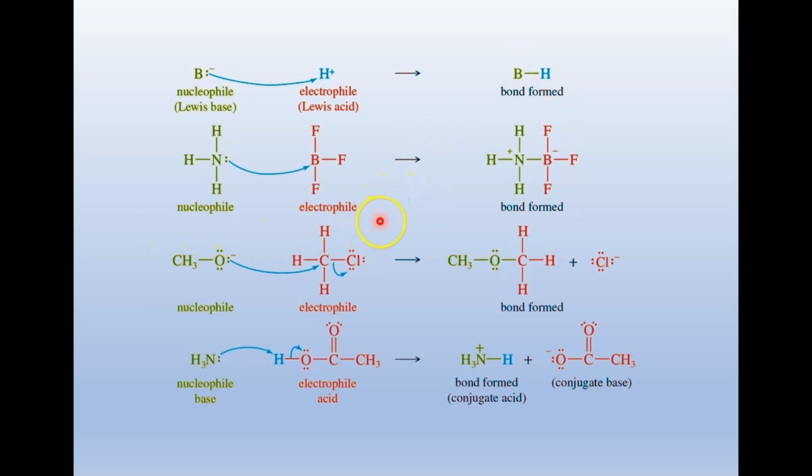Here's the favorite example in the general chemistry books for a Lewis acid-base reaction. And boron is always an interesting thing because it doesn't obey the octet rule. It's an exception, but we say it has room to accept those electrons. Here's the new bond that's formed.